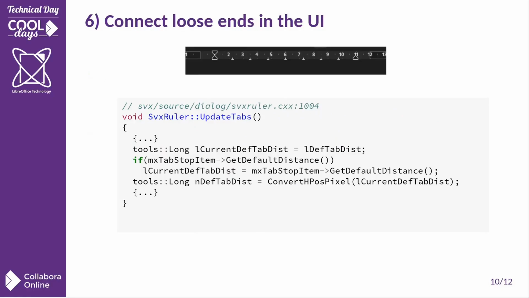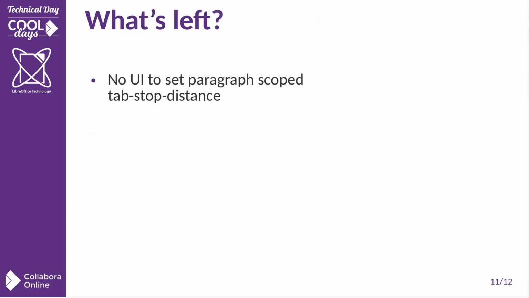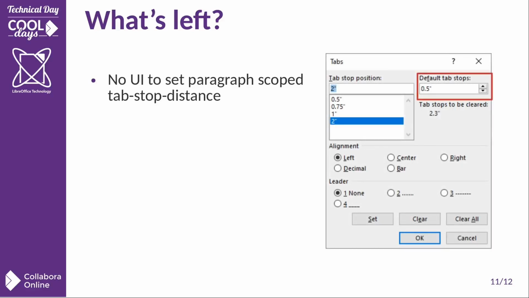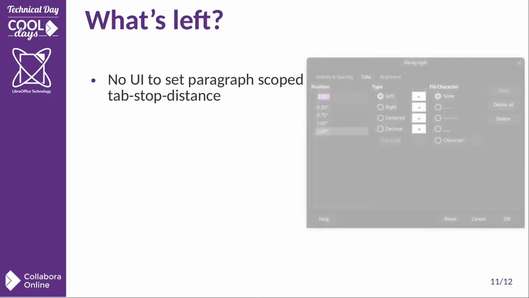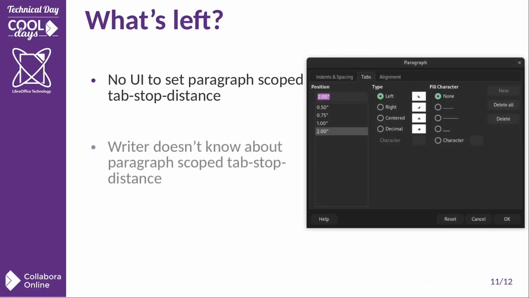Now it is possible to define paragraph scoped automatic tab stop distance in Impress. Before finishing off, let me give you an overview of what else could be done or improved in the area. Right now, there is no UI in place to define these paragraph scope tab stop distances yet. Also, as I mentioned before, the scope of this work was Impress and Draw. Therefore, in Writer, it is not possible to define these right now.